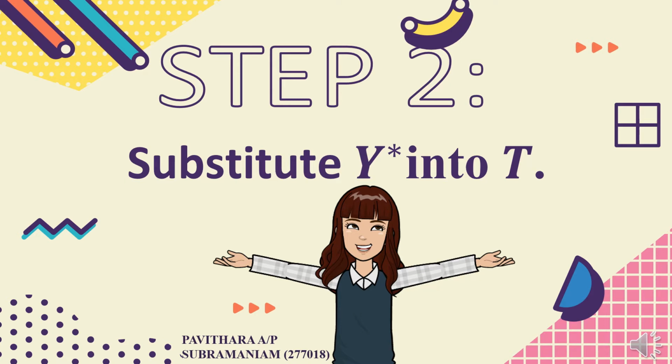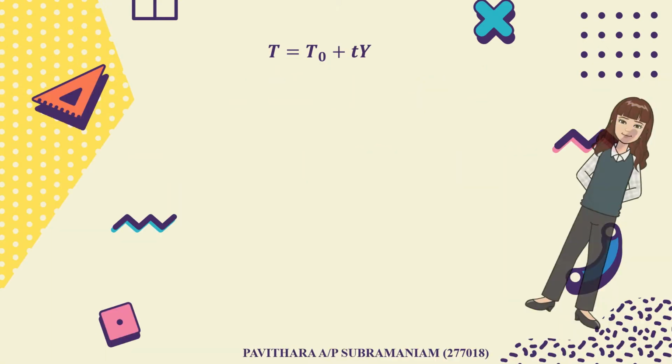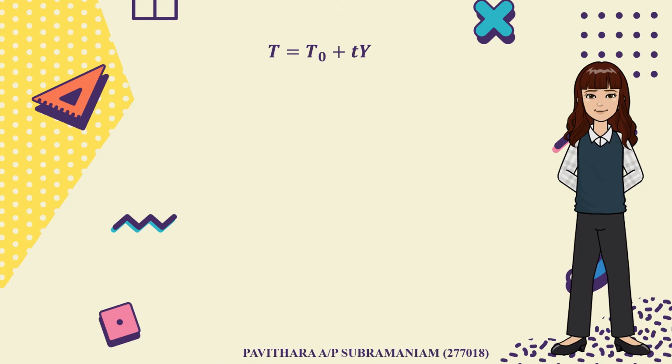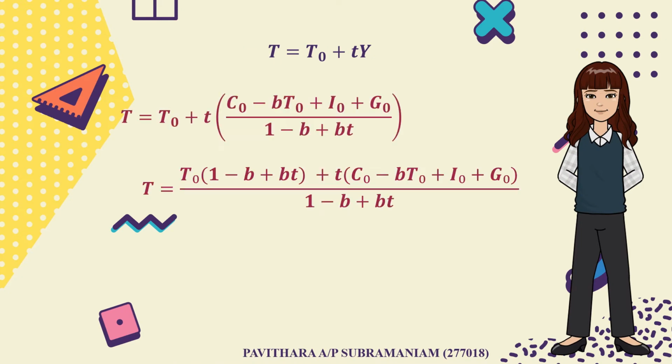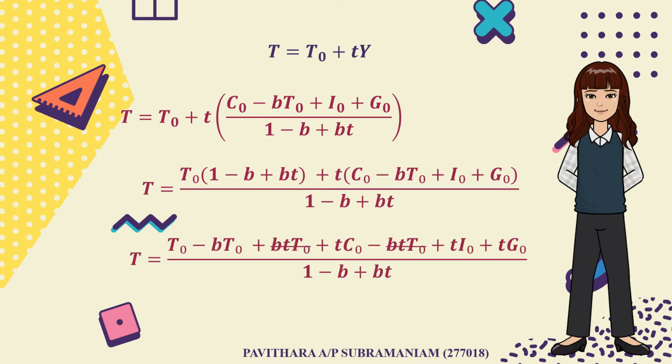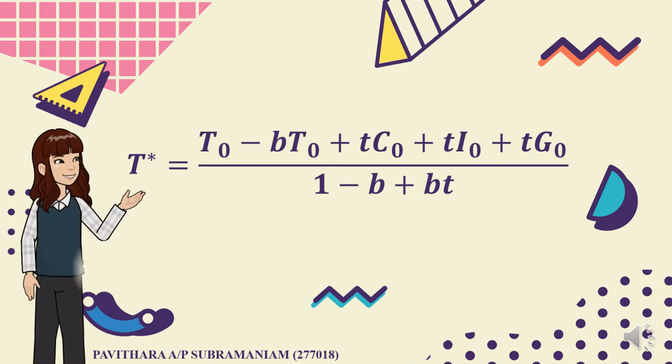Step 2 is we need to substitute the Y star into the T function. So in the function of T, we substitute the Y with the Y star that we found earlier. Then we find the reduced form for the function. The answer we get for the T star is T null minus B T null plus T C null plus T I null plus T G null over 1 minus B plus BT.